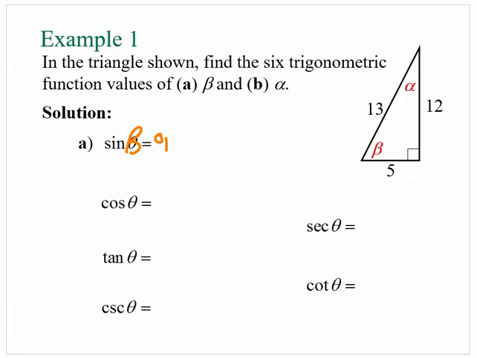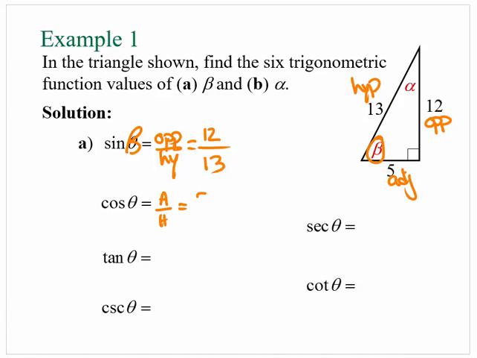Sine is always going to be opposite over hypotenuse. So here's our B. That means that we have opposite. This would be our adjacent, and this would be our hypotenuse. So all we're going to do is fill in the blanks. Opposite is 12, and 13 is our hypotenuse. Cosine is A over H, meaning adjacent, which is 5, over hypotenuse, which is 13. Tan is opposite over adjacent. So again, Soh Cah Toa.